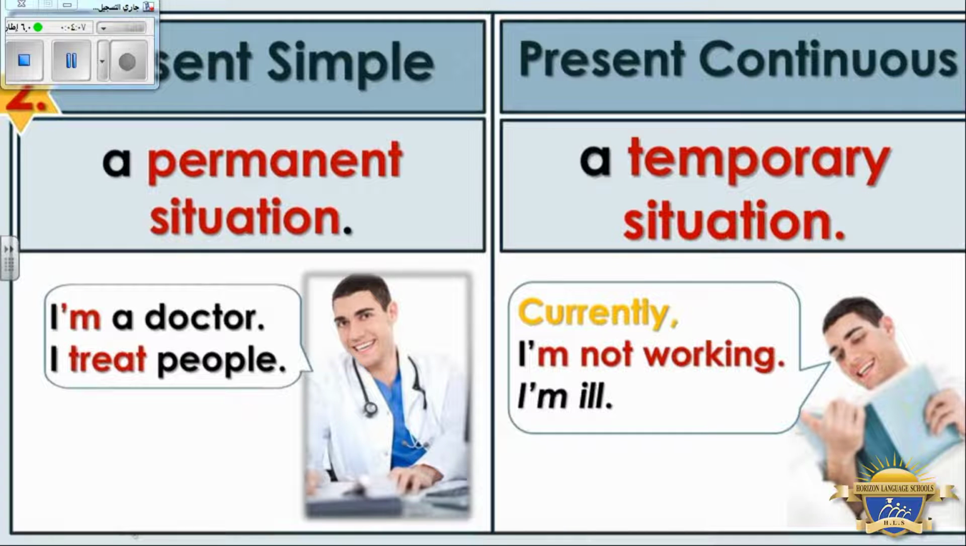Again, one more use. This is the same point when I'm talking about a permanent situation, like I am a doctor, so for sure I treat people. While the present progressive focuses more on a temporary situation, like currently I'm not working, I'm ill. So this time I'm not working at all, I feel ill, I feel exhausted, I cannot work, so this is something temporary because I'm not going to feel ill all the time.